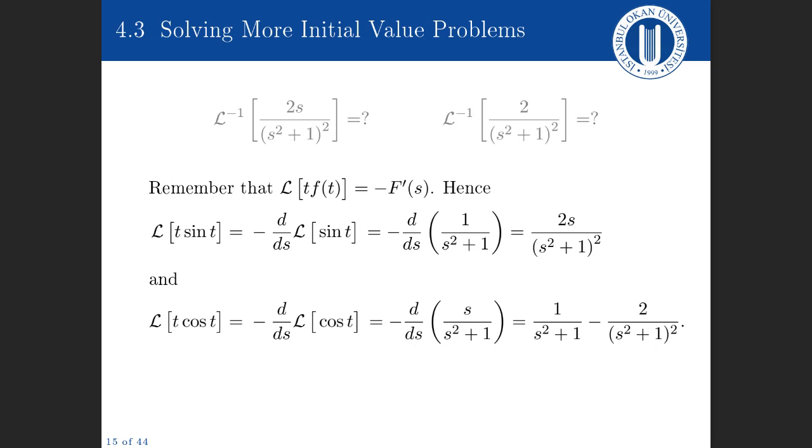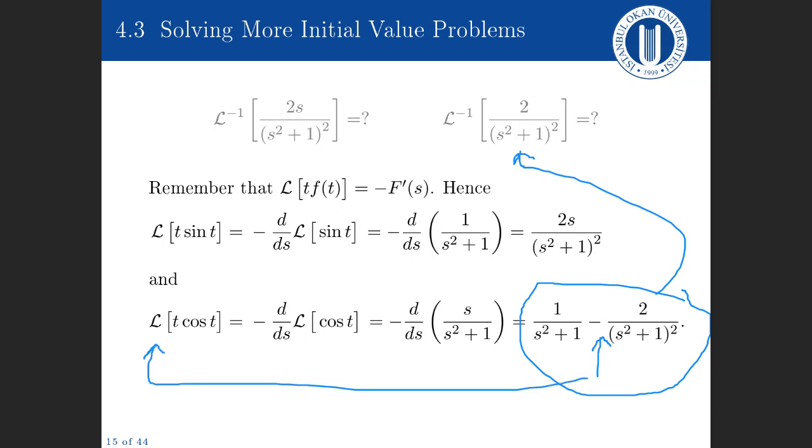Now that's not exactly what we want. We wanted to get 2 over (s squared plus 1) all squared, and we've had this extra term. There's a minus sign in the middle as well, but that doesn't matter. We can just move the minus sign over to the left. That's not a problem. We need to remove this extra 1 over s squared plus 1.